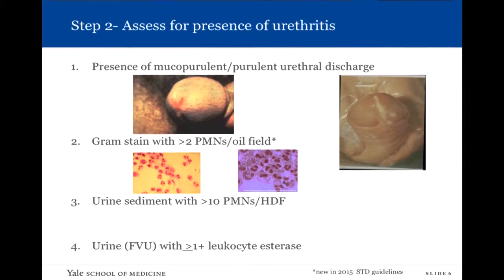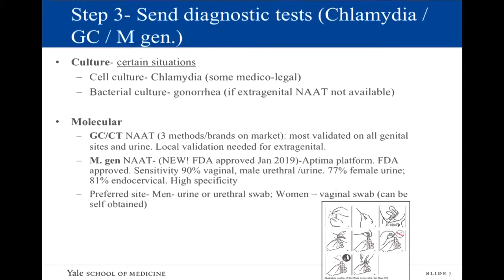So you've taken a sexual history, you've confirmed that they have urethritis, and then you want to send your diagnostic tests. So everybody who's complaining of symptoms should have a test sent. Most of these tests are now molecular. I do list here a few indications for when you'd want to try to obtain culture, but they're really far in between. For chlamydia, in some medical legal situations, a cell culture might be useful because it's going to be more specific and there will be no false positives with a cell culture. But most rape kits and other sexual assault kits have chlamydia molecular testing in them.